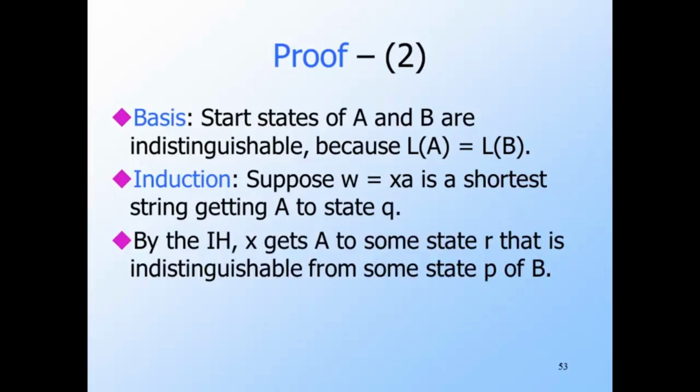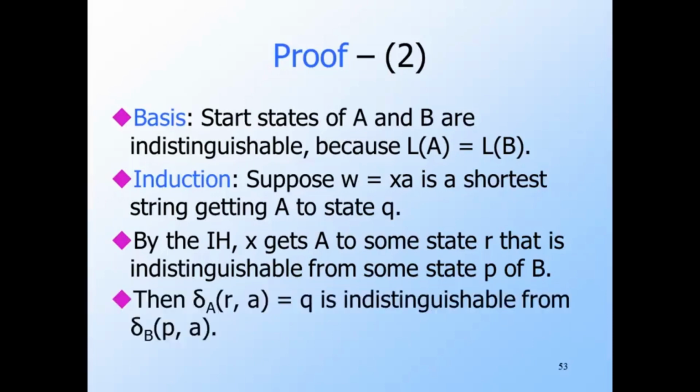We can apply the inductive hypothesis to X because it is shorter than W. We know X gets A to some state R that is indistinguishable from some state P of B. But then A takes state R on input A to state Q, and we know B takes state P on input A to some state, say, S. Then Q must be indistinguishable from S using the argument that we saw 2 slides ago.